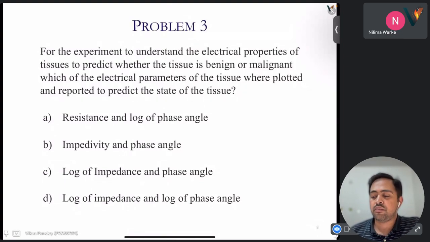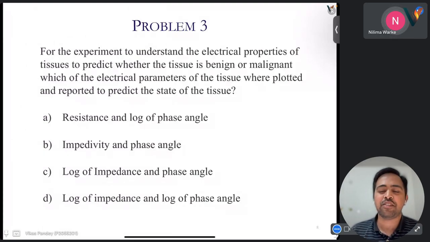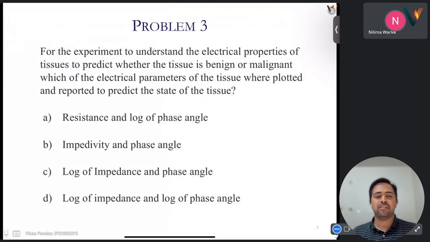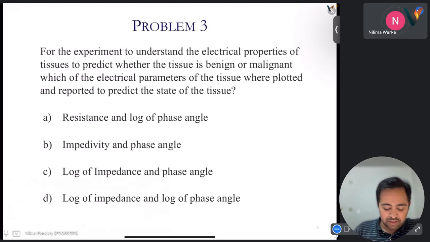Are you getting the question? Yes sir, I'm getting it. I'm just confused about the impedance and the resistance, because if we are talking about the phase angle, then impedance must be there. Yes, because in the case of resistance, there is no phase angle at all. So D will be there, log of impedance as well as phase angle. Okay. Or C or D, log of impedance and phase angle. C. Log of impedance and phase angle.